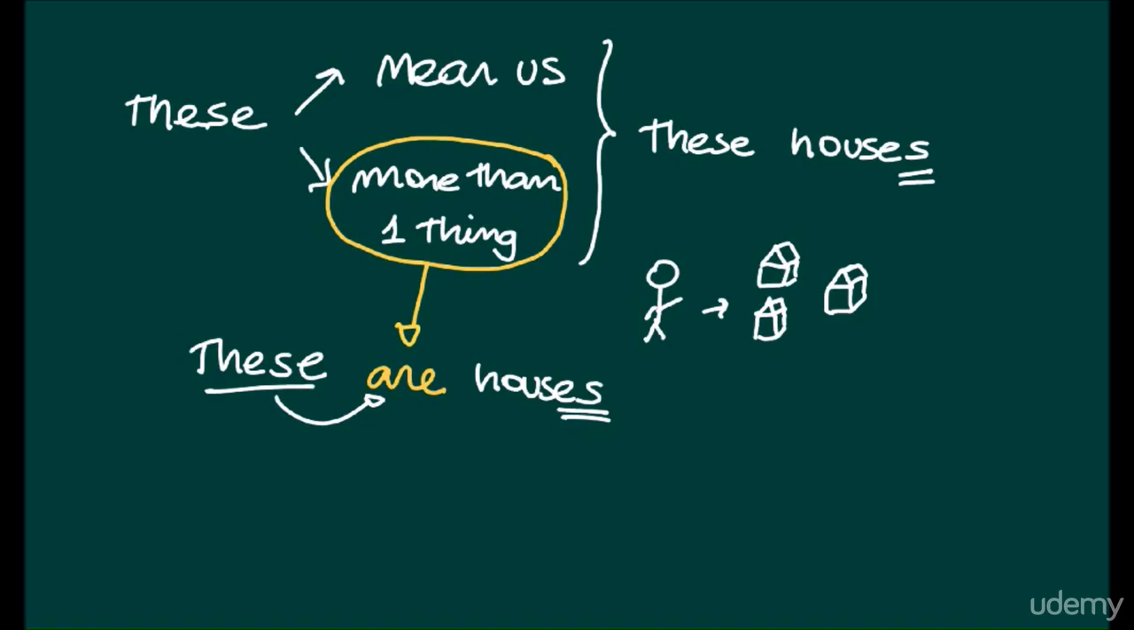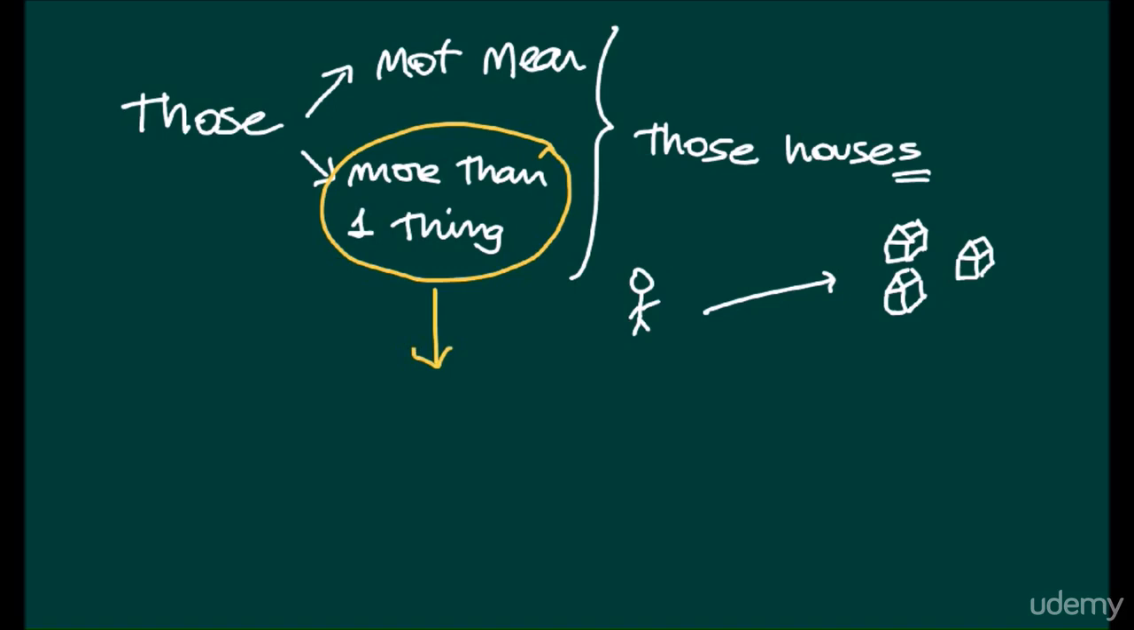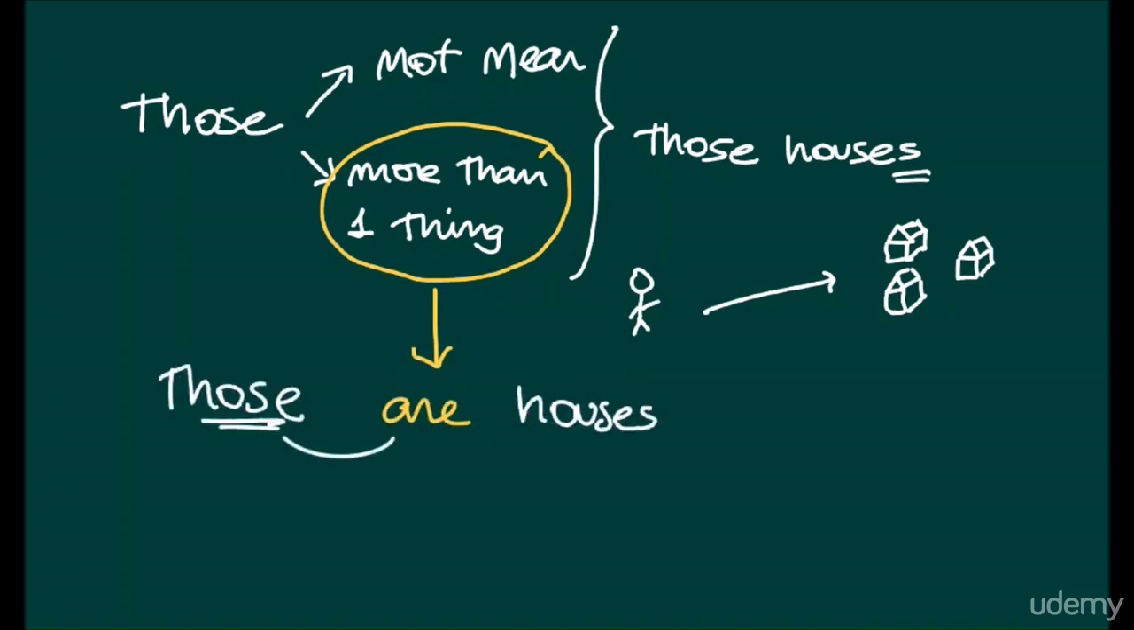We use those to say some things that are not near us and that are more than one thing. For example, those houses. Again, as those is for more than one thing, we have to use are if we are using the verb to be. For example, those are houses.